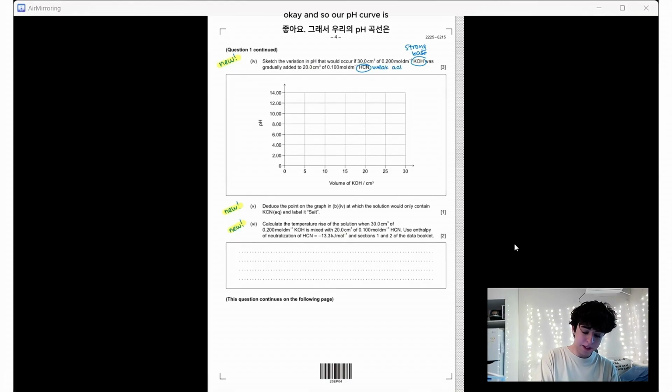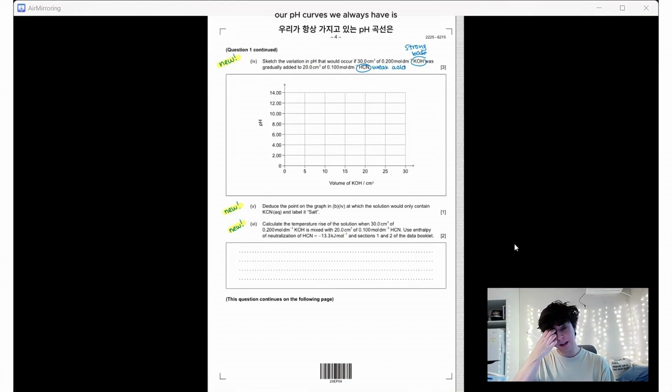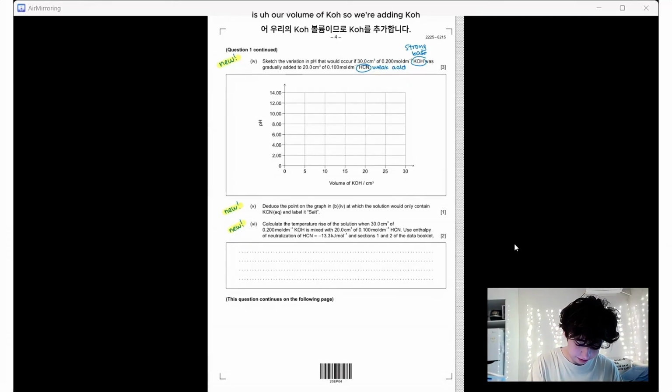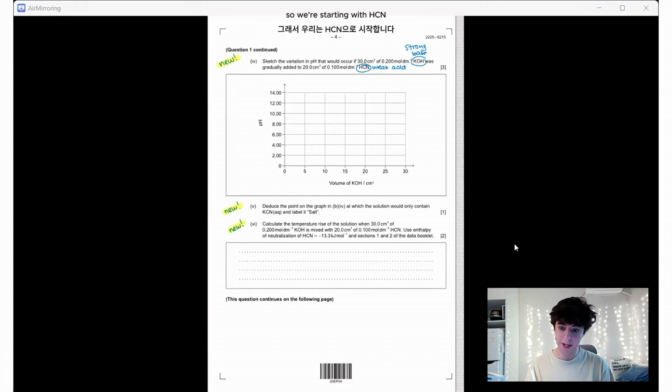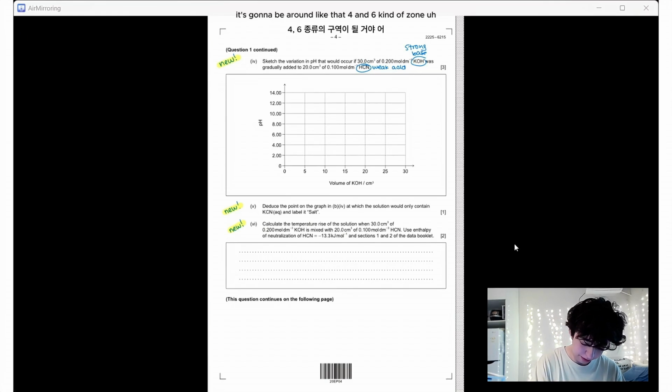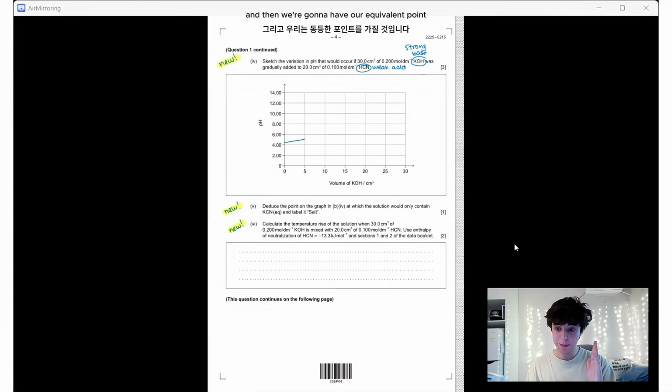Okay, and so in our pH curves we always have the volume of KOH. We're adding KOH, and we're starting with HCN. So our first plateau is going to be around 4 and 6, rather than a really low pH. And we're going to have our equivalence point. We need to calculate where our equivalence point is going to be in terms of the volume.